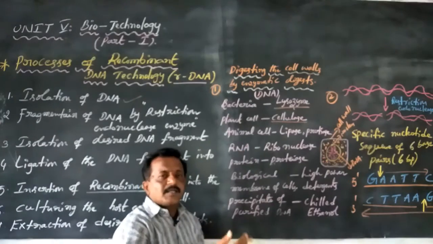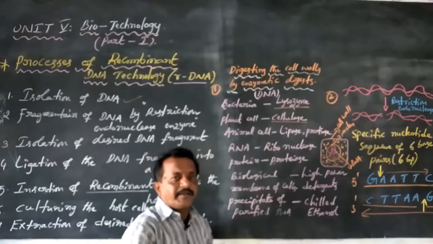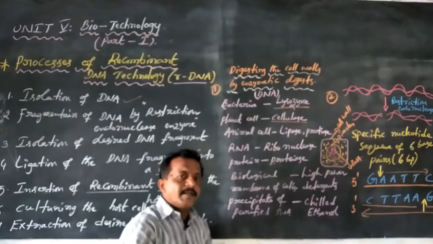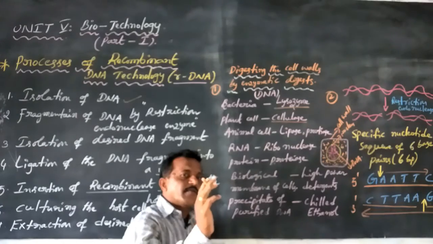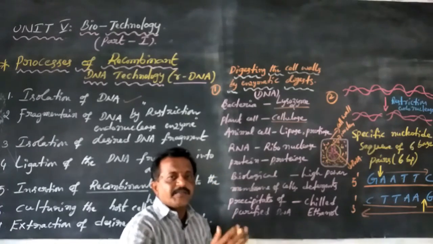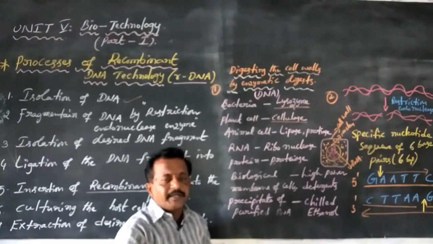Why? Because the nucleus contains two types of nucleic acids. One is DNA, the second one is RNA. DNA acts as the genetic material in most organisms, but RNA acts as the genetic material in a few organisms, especially viral organisms. The HIV virus and tobacco mosaic virus contain RNA genetic material.